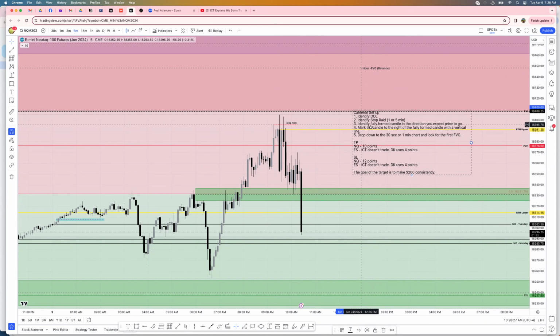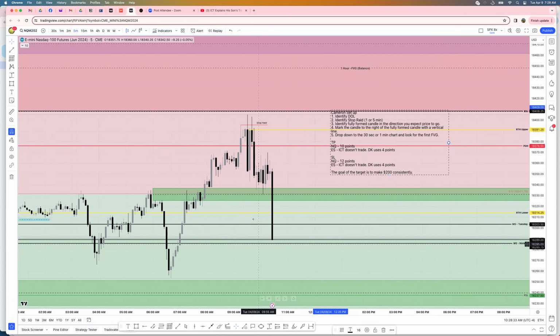Okay. So then, identify the fully formed candle in the direction you expect price to go. I just labeled it that way because this could be for bullish or bearish. So then we get our vertical line and we mark the candle to the right of the fully formed candle. We expect price to be bearish, so we're going to mark this candle right here that is to the right of our fully formed bearish candle with a vertical line. So we did that.